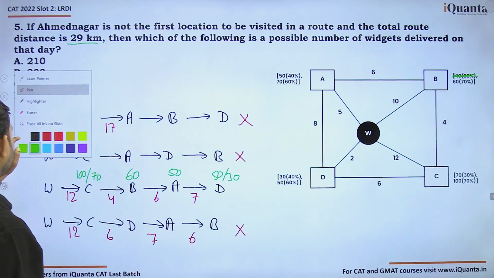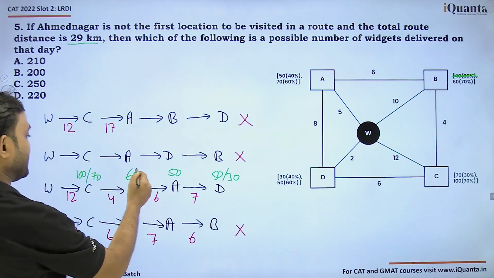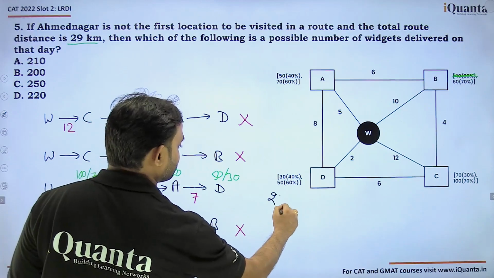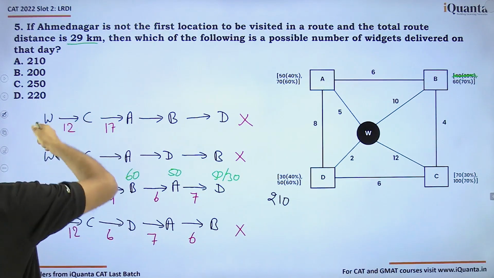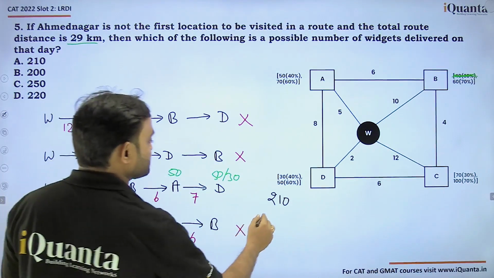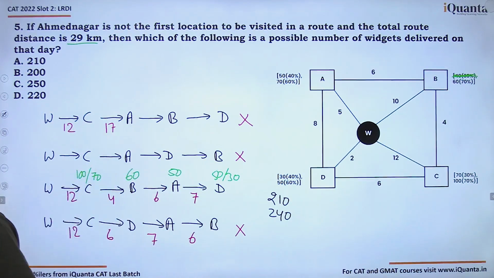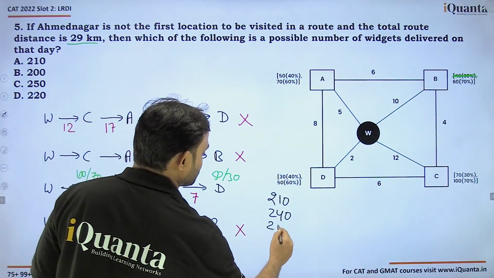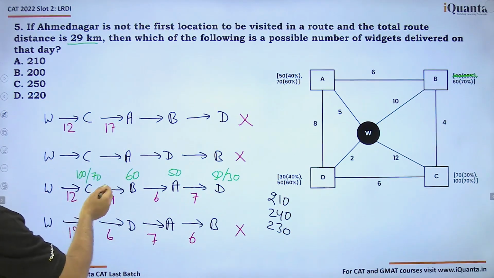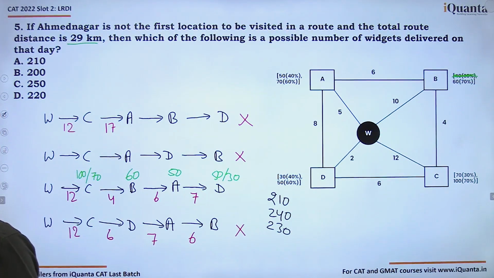What would be the sum if we take the minimum? So 30 plus 50, 80 plus 60, 140 plus 70 is 210, right? Which is one of the values in the options. You can also take 30 plus 50 plus 60 plus 100, which will become 240. Or we can take 50 plus 50, 100 plus 60, 160 plus 70, which is 230. Or 30 plus 50, 80 plus 60, 140 plus 100, which is equal to, again, 250, I guess.